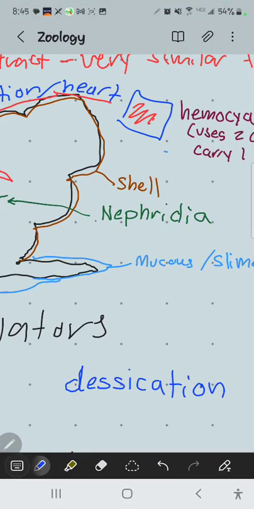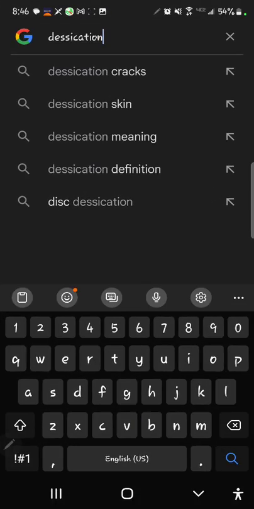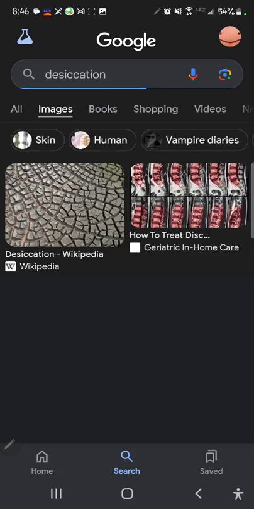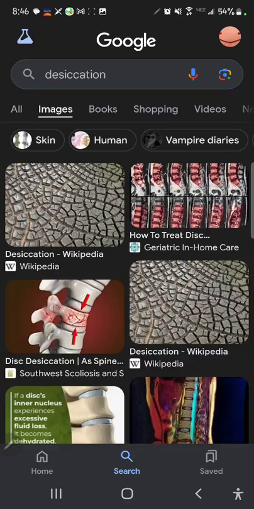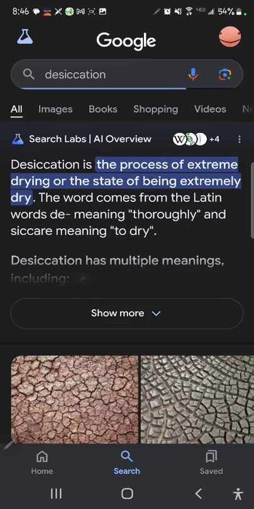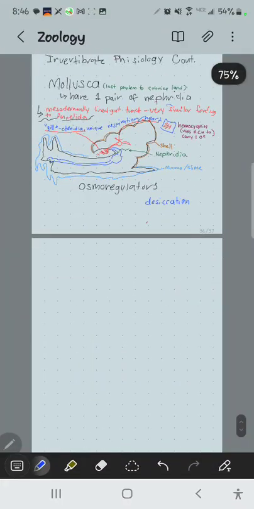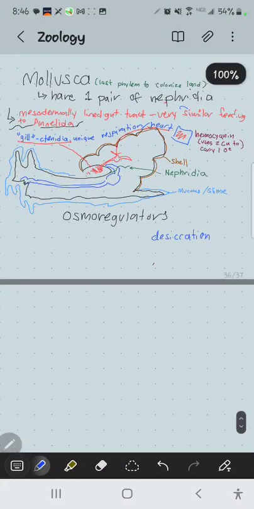Desiccation. What desiccation means is that when you live on land, water leaves your body. You're drying out, your cells are losing water to the atmosphere. So we'll revisit this term when we talk about terrestrial respiration for lecture exam 3. But anyway, let's discuss some of the mechanisms by which mollusks have moved onto land.